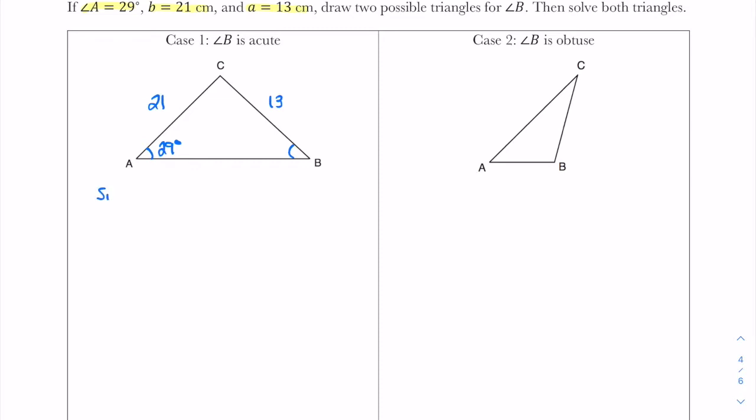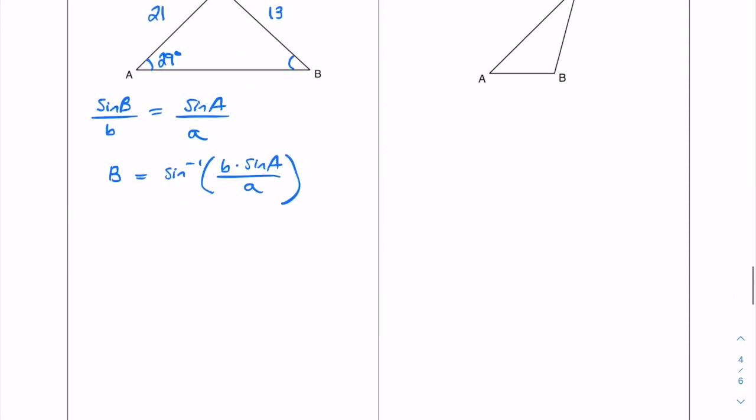So sine of angle B over side B equals sine of angle A over side A. Solving for angle B, I'll do this in one step. It's going to be the inverse sine of side B multiplied by sine of angle A divided by side A. All right, plug in your values and we'll work this out on the calculator.